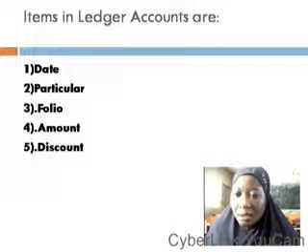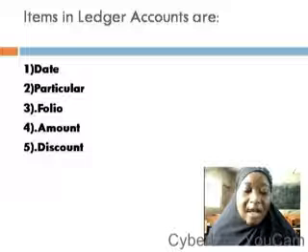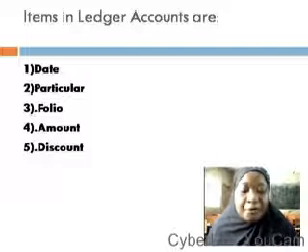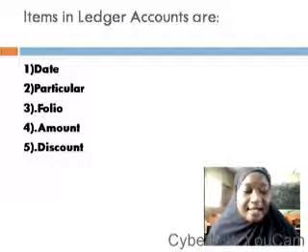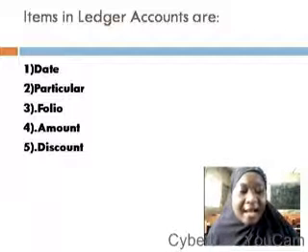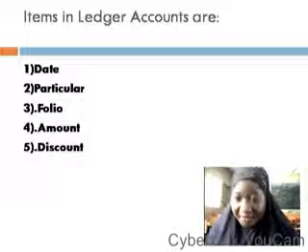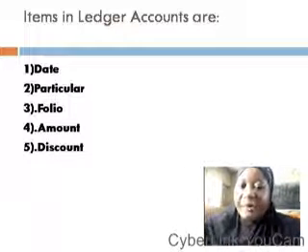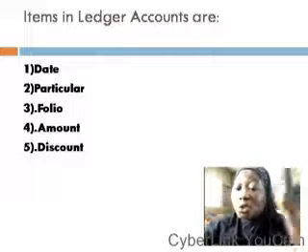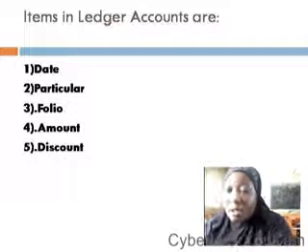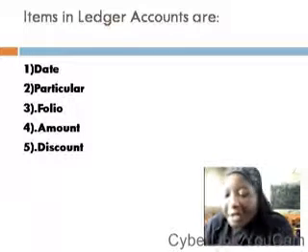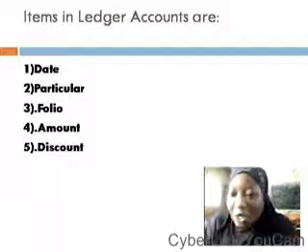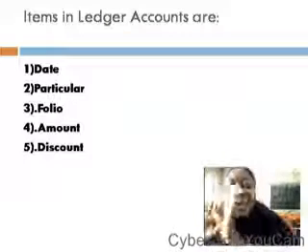Date, particular, folio, and amount. Date in ledger account. This column appears at both sides of the ledger. All these 5 columns. When you are preparing ledger accounts, you must have a column for date, a column for folio, a column for particular, and folio and amount at the debit side.